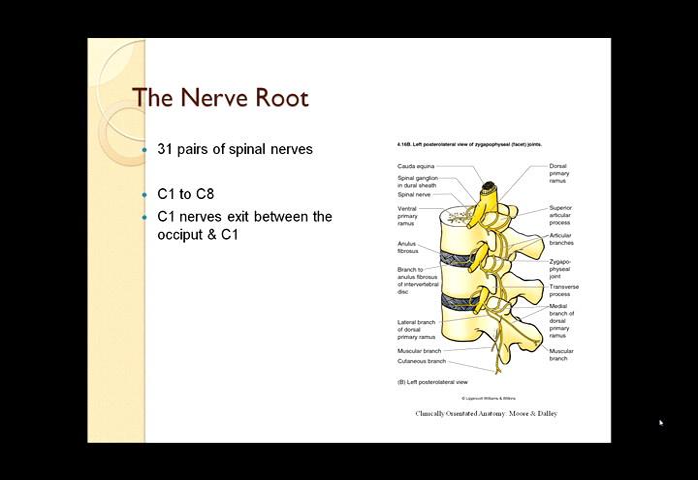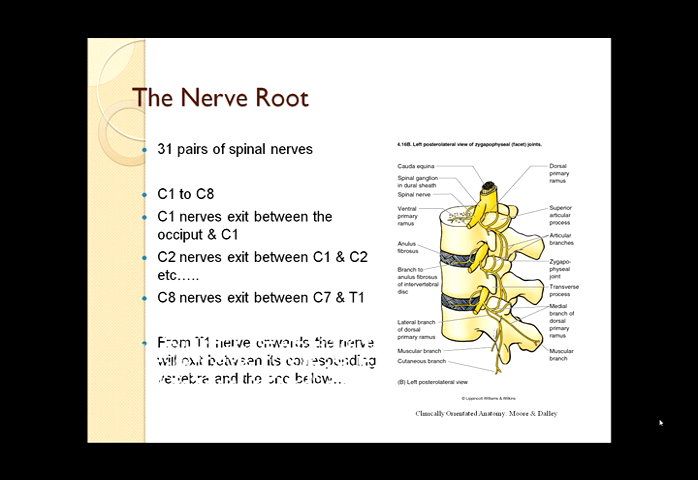The first cervical nerve root, the C1 nerve root, exits between the skull, the occiput, and the top of C1. The second exits between C1 and C2, and so on. C8 exits between the bottom of C7 and the top of T1. Below that, from T1 onwards, the nerve roots exit between the corresponding vertebra and the vertebra below. So T6 exits between the T6 vertebra and the T7 vertebra.